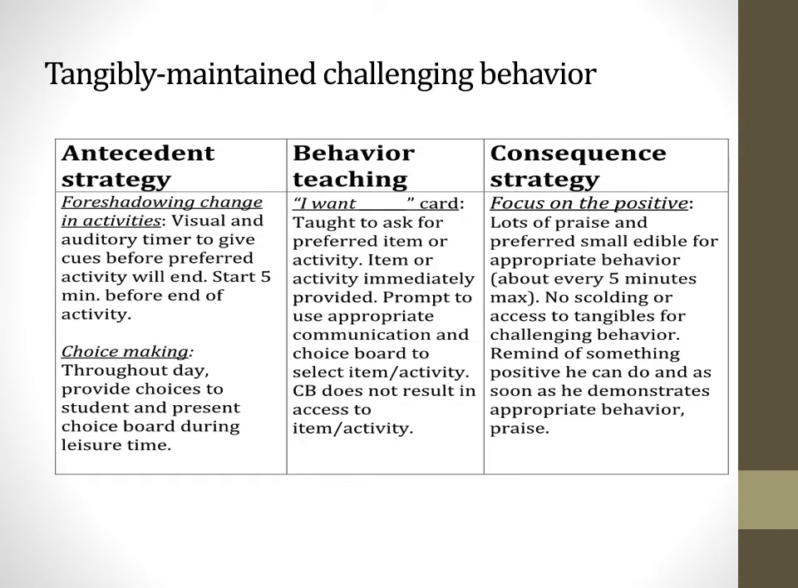So that can be another example. If the problem behavior is maintained to gain something, then for the antecedent strategy you can provide a list of choices of preferred items, or you can directly teach using some direct teaching strategy like communication cards or priming. And then the consequence strategy can be positive reinforcement, such things.